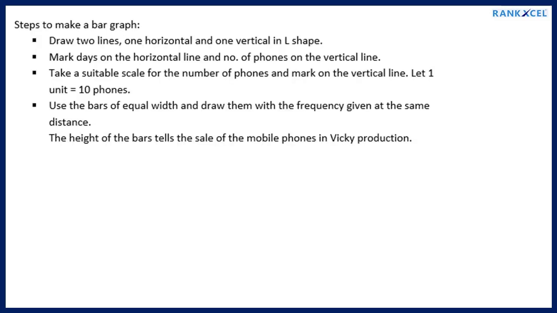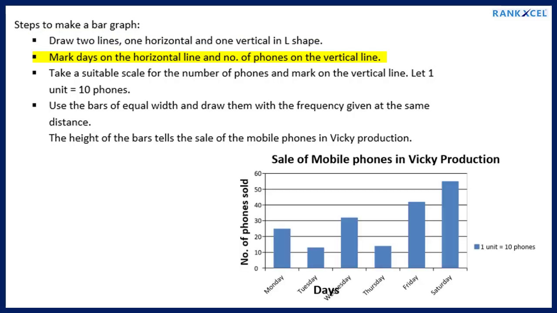Solution. Steps to make a bar graph. Draw 2 lines, one horizontal and one vertical in L shape. Mark days on the horizontal line and number of phones on the vertical line. Take a suitable scale for the number of phones and mark on the vertical line. Let 1 unit equal 10 phones.